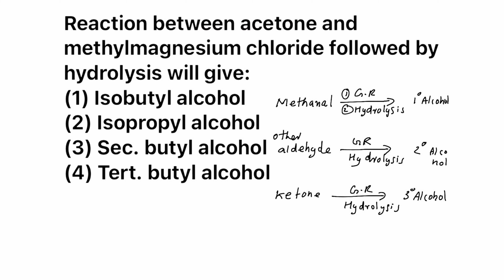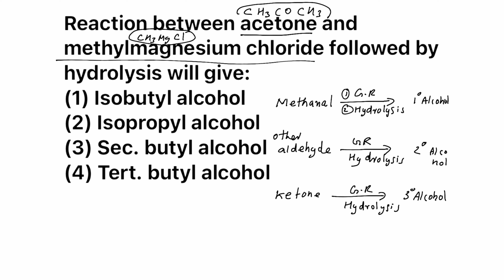You are going to get a tertiary alcohol with how many carbons? For understanding that, acetone means what? CH3COCH3. So 3 carbons. Now methyl magnesium chloride, what is that? CH3MgCl. So in methyl magnesium chloride you have 1 carbon. Acetone you have 3 carbons. Total how many carbons? 4 carbons. So you are going to get a tertiary alcohol which contains 4 carbons.